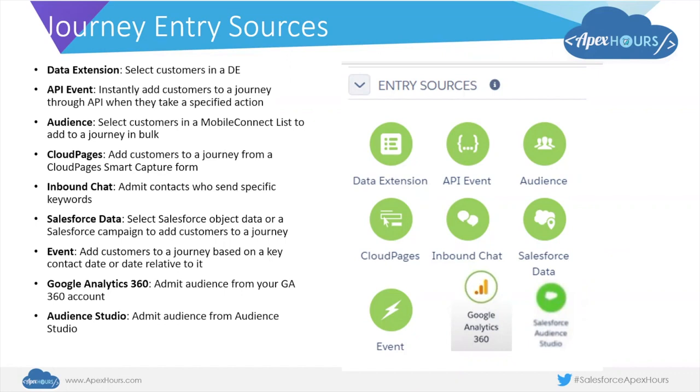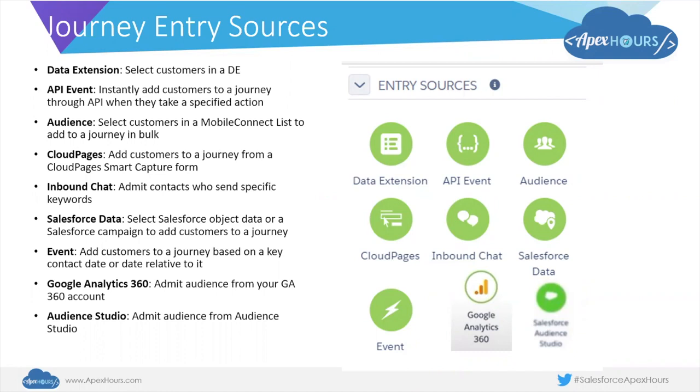The cloud pages entry source is used to add customers to a journey from a smart capture form. So whenever a customer goes and fills the smart capture form, those records will be added to the data extension and you can inject those contacts into the journey. You can also add some filter criteria. Depending on that, they will be injected into the journey.